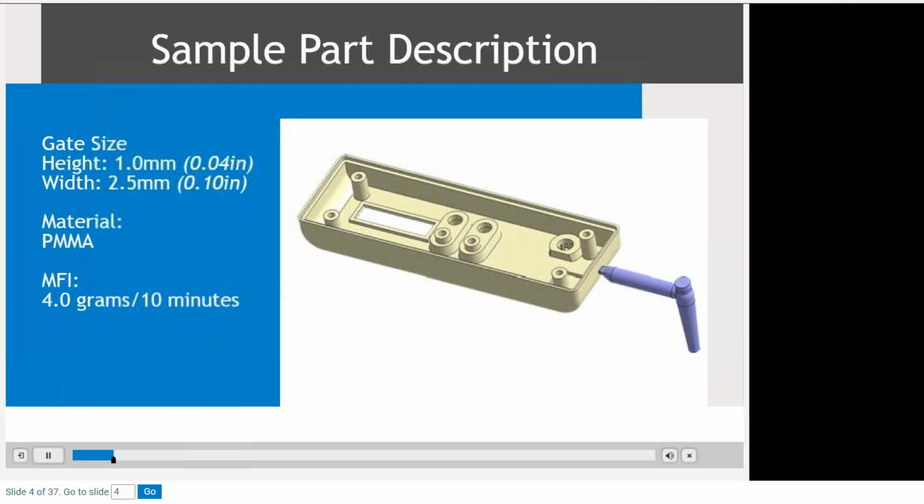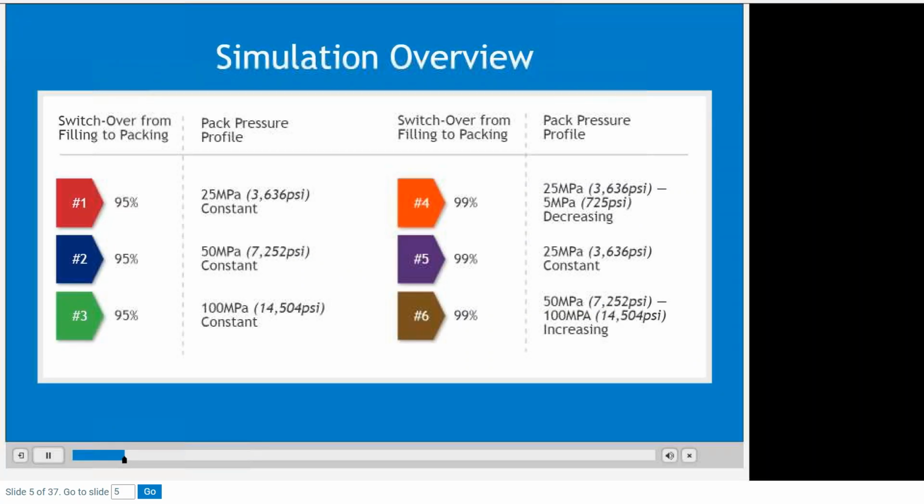The bezel part for this lesson is shown on screen with the associated measurements. The part is molded in an amorphous PMMA polymer with an MFI of 4 grams per 10 minutes. In this lesson, we will analyze 2 filling to packing switchover points, the first at 95% and the second at 99%. This table on screen shows that for the 95% switchover analyses, the pack pressure profiles remain constant, and in the 99% switchover analyses, the pack profiles change.